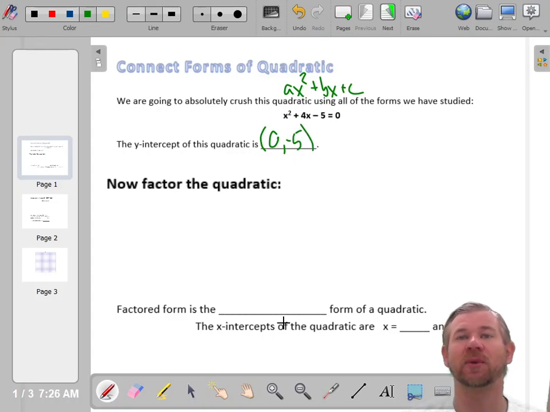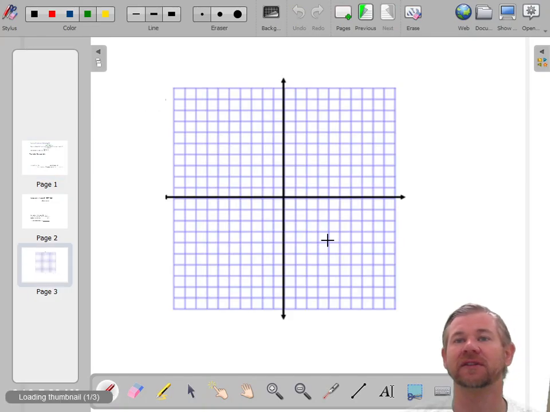And as I do this, I'm going to plot these things. So the first thing I found is the y-intercept. 1, 2, 3, 4, 5. Oh, it's -5, right? -5. 1, 2, 3, 4, 5.